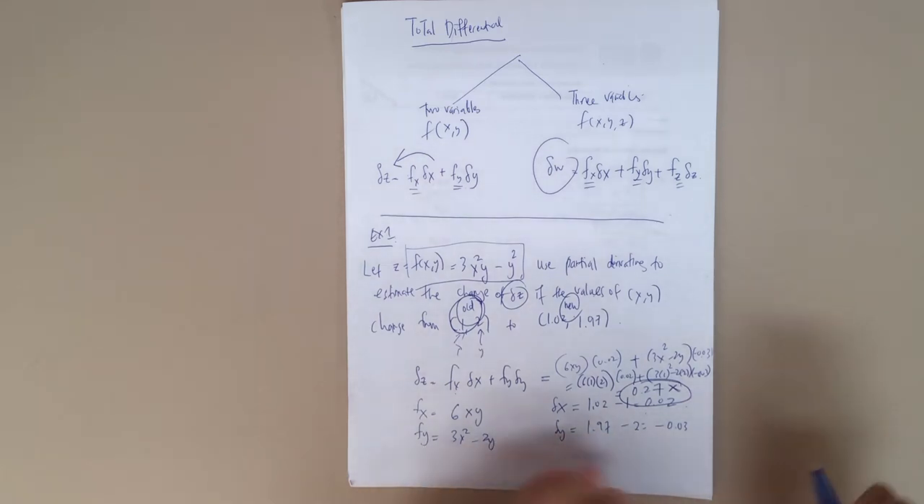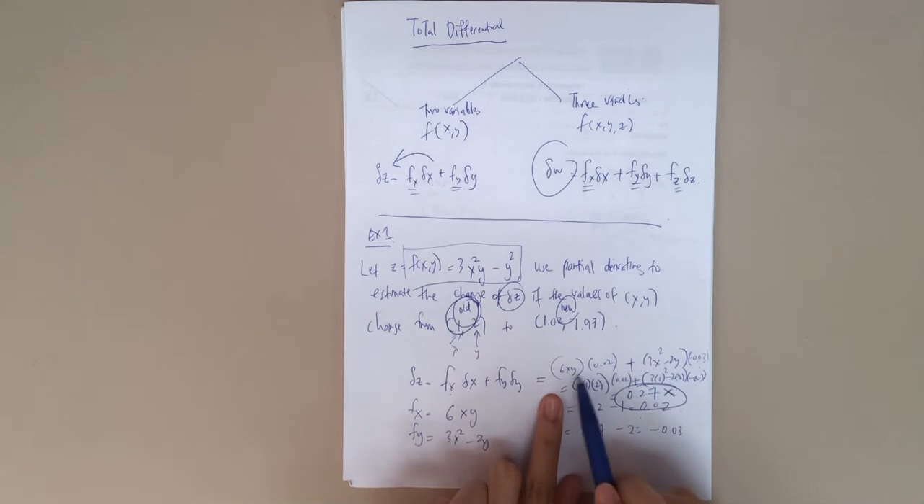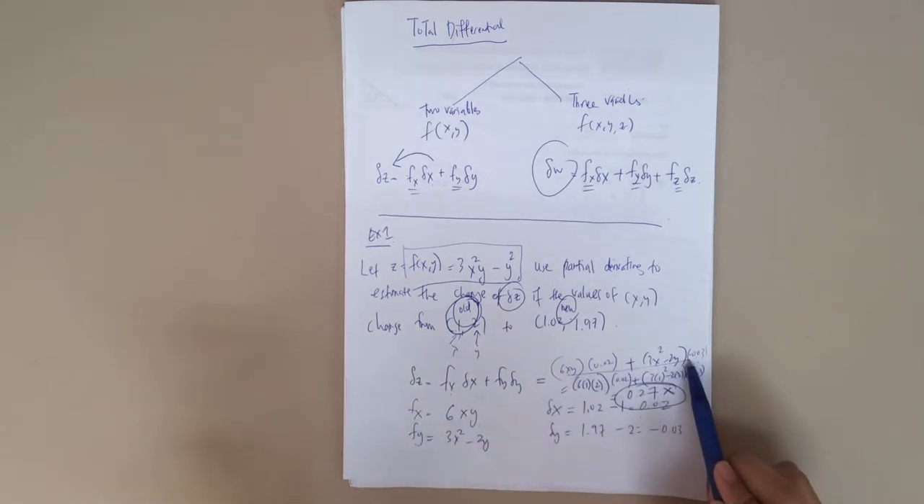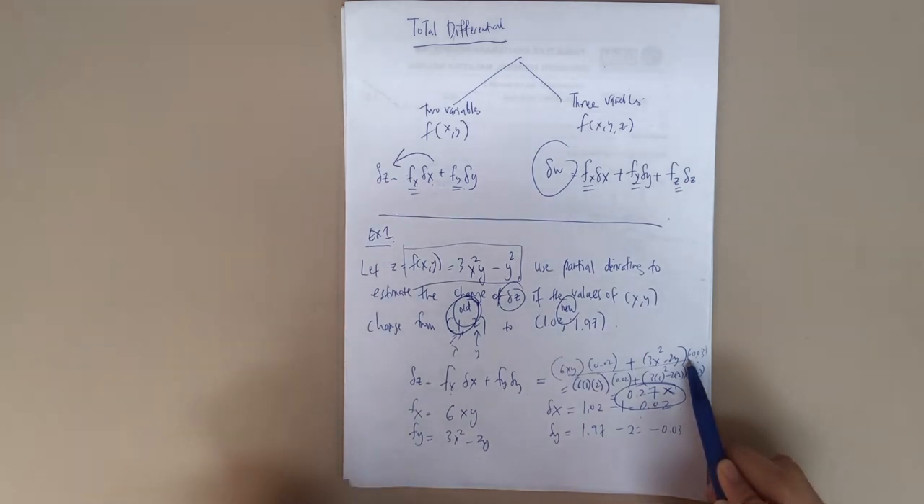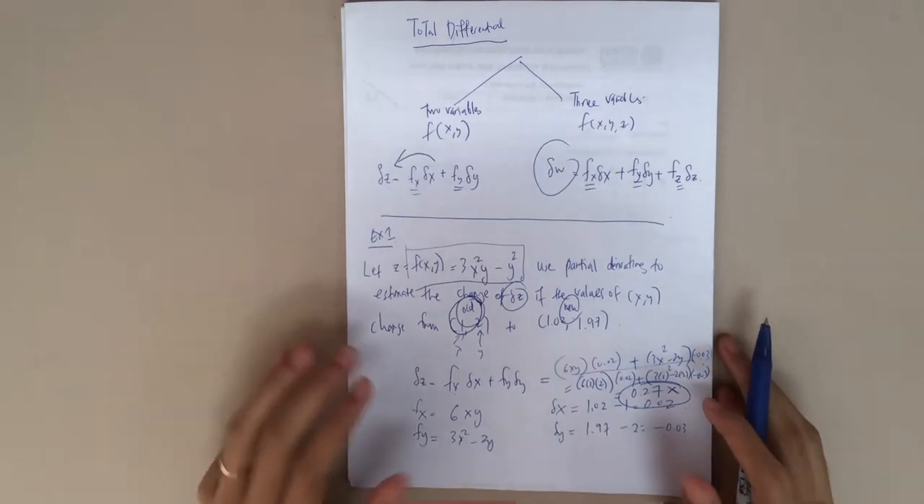So make sure you don't stop here. Yes, this is correct, but keep in mind, if the question asks you to estimate, it means that the answer is a number. You must give a number. So you need to substitute the x and y, and any variable involved in your question, with the old values. Okay, right?